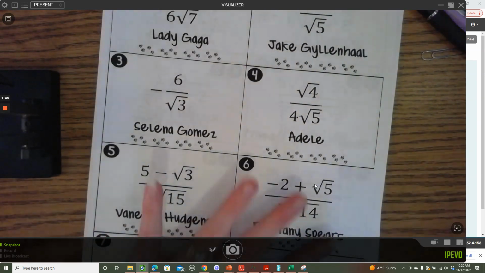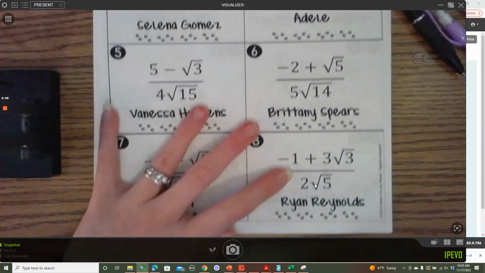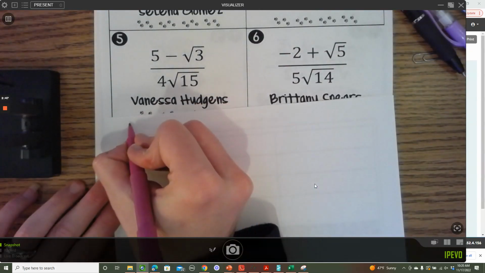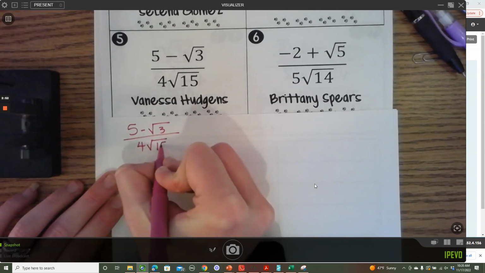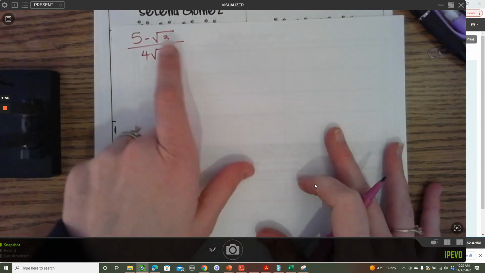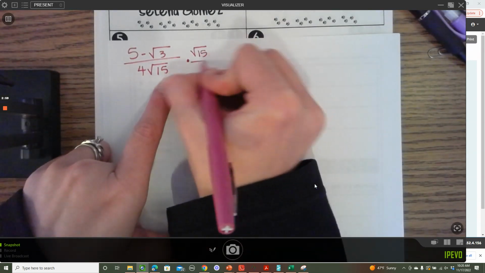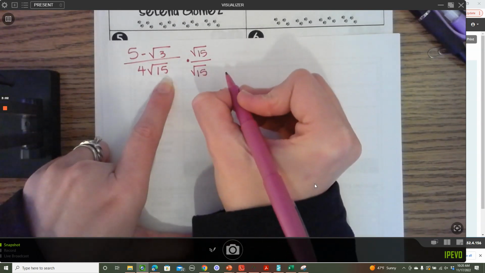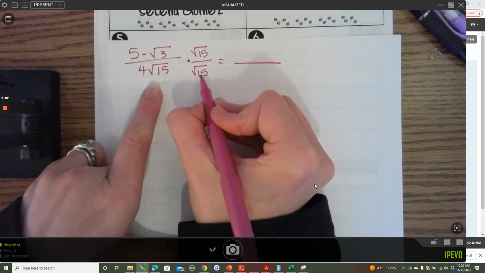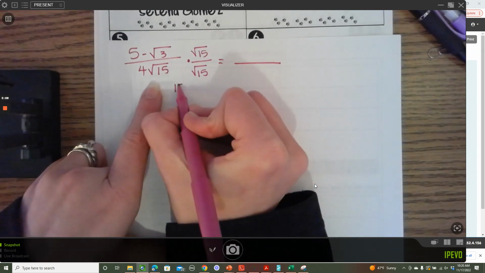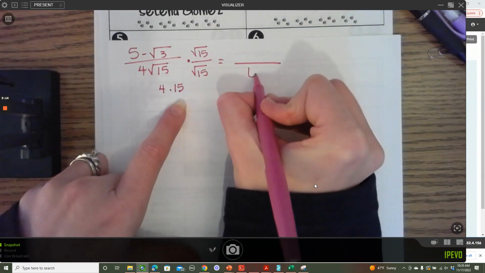Level 2, I would say, or level 1.5 is number 5. So 5 minus the square root of 3 over 4 times the square root of 15. So I want to get rid of the radical. So I'm going to multiply the top and the bottom by that radical. At the bottom, square root of 15 times square root of 15 simplifies to a 15, but I still have that 4, which is 60.